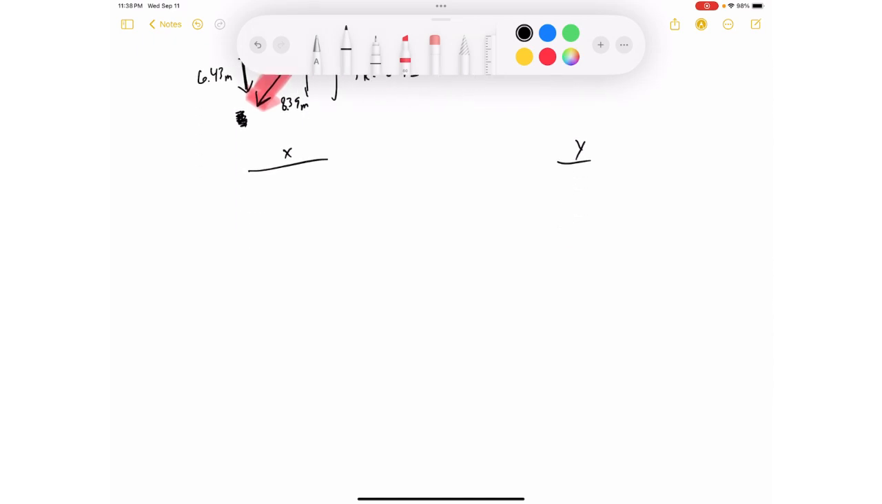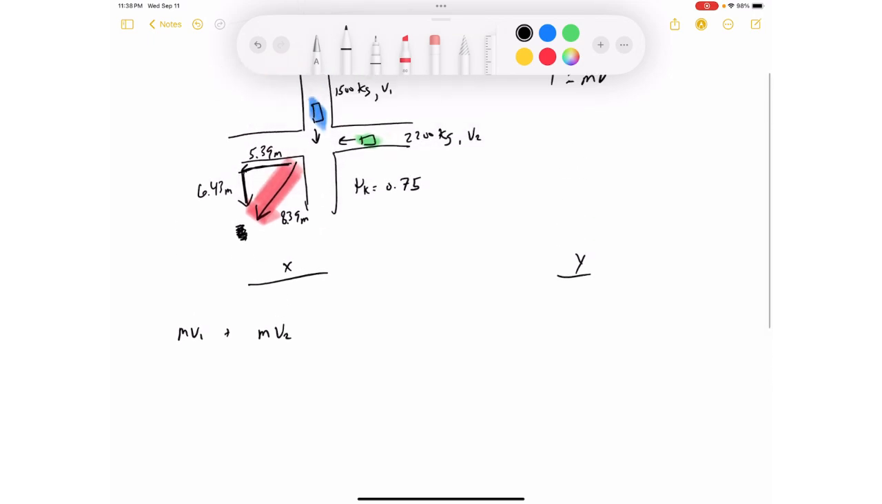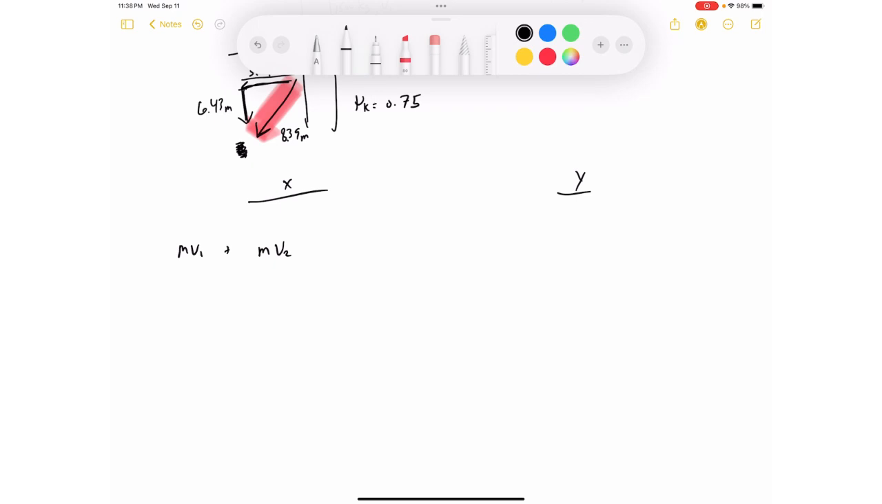So I have the mass times v1, the velocity of that car that's attached to that mass, plus m, the other mass, times v2, the velocity of the car that has the v2 velocity, which is the green car, equals. Now, this right here is before the collision in x. And this over here is after the collision in x.